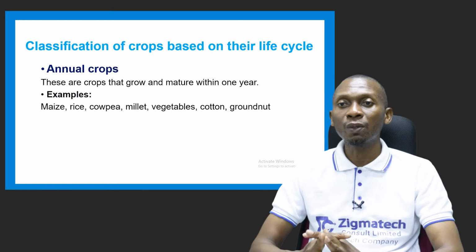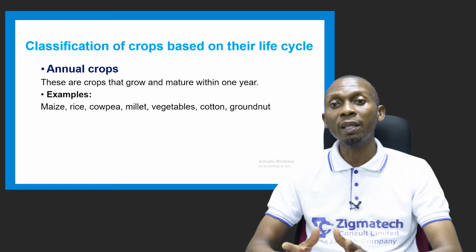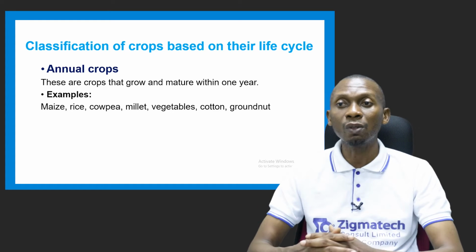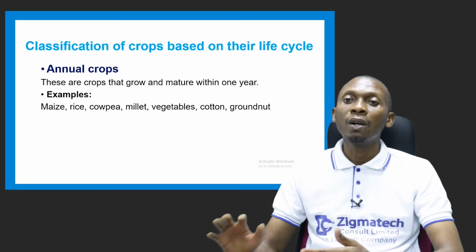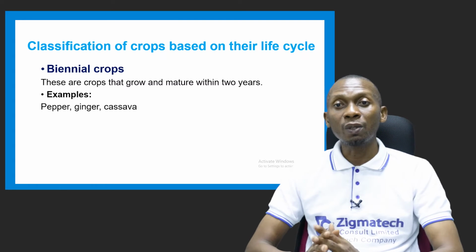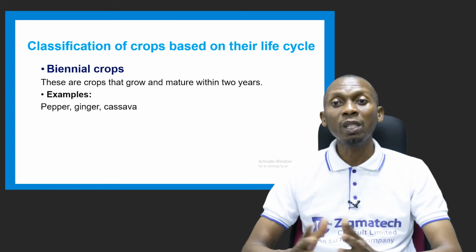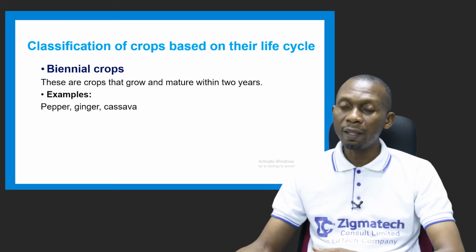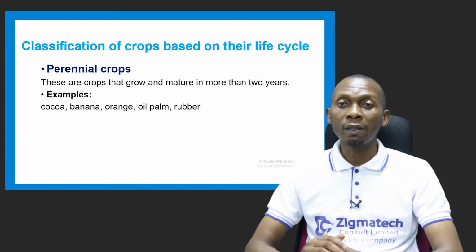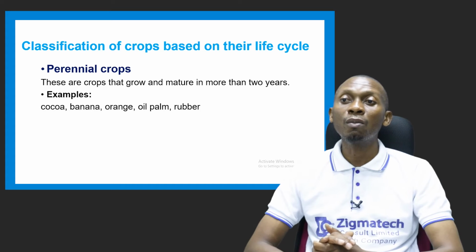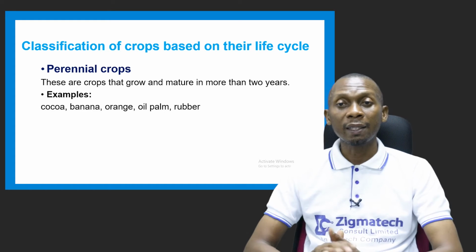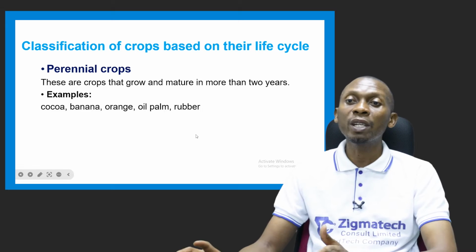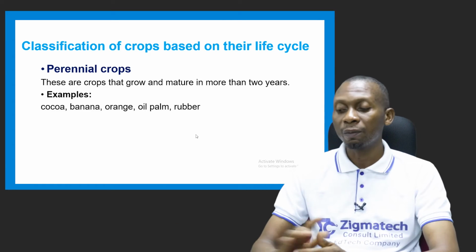We have annual crops. These are crops that grow and mature within 1 year. And examples of such crops are maize, rice, cowpea, millet, vegetables, cotton, groundnut. We have the biennial crops. These are crops that grow and mature within 2 years. Some examples are pepper, ginger, cassava. We have perennials. These are crops that grow and mature in more than 2 years. Examples of such crops are tree crops especially. We have cocoa, banana, orange, oil palm, and rubber to mention a few.